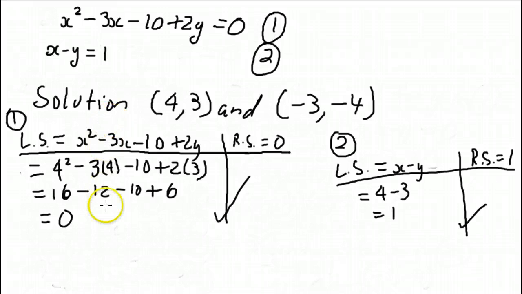Okay, let's do the same thing. I'm just going to clean this up. You just do another T-table, but to fit it in, I'm just going to clean this up, and then we'll check the point (−3, −4).